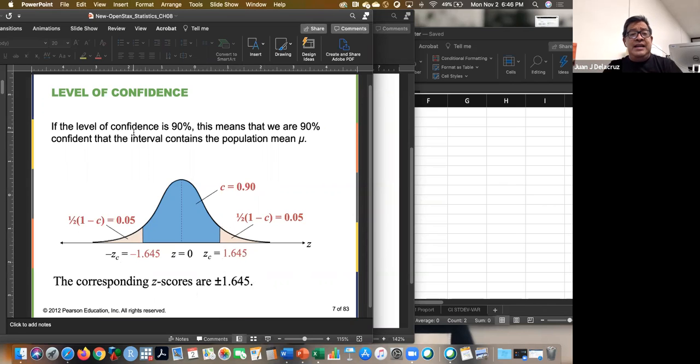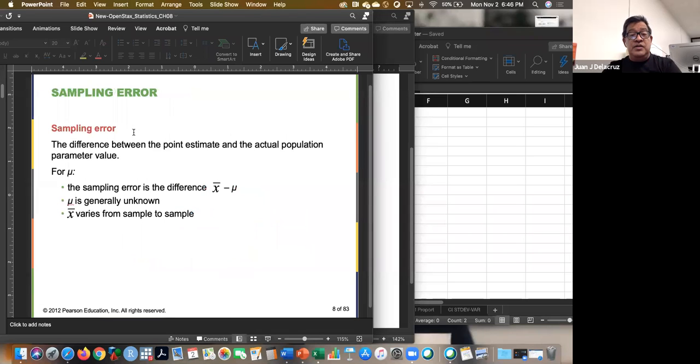So if the level of confidence is 90%, that means that we are 90% confident that the interval contains the population mean, which we know is mu. We already know that we need the z-score. We are also going to find the sampling error, so we need what is called the standard error. The sampling error is the difference between the point estimate and the actual population parameter.